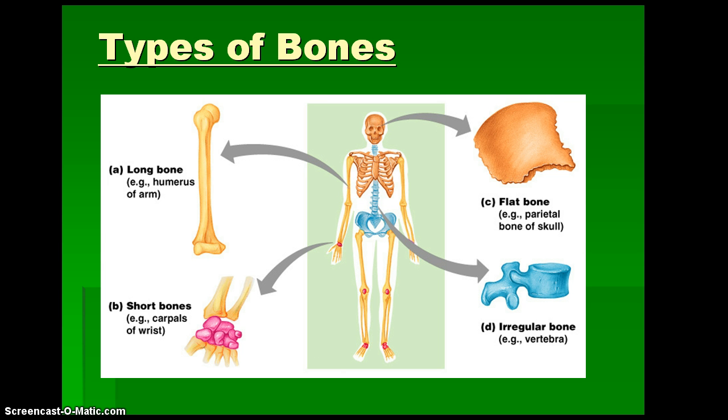There are 4 types of bones. We have long bones, short bones, flat bones, and irregular bones. You're not going to be responsible for knowing this, but I just thought it was kind of cool that you could break down the different bones each into the different classifications of them.